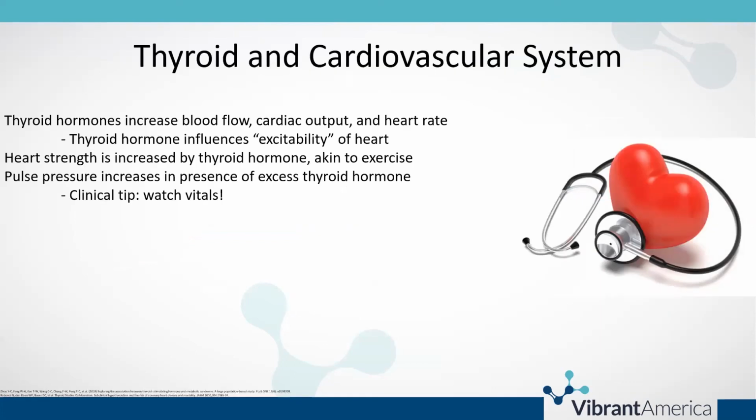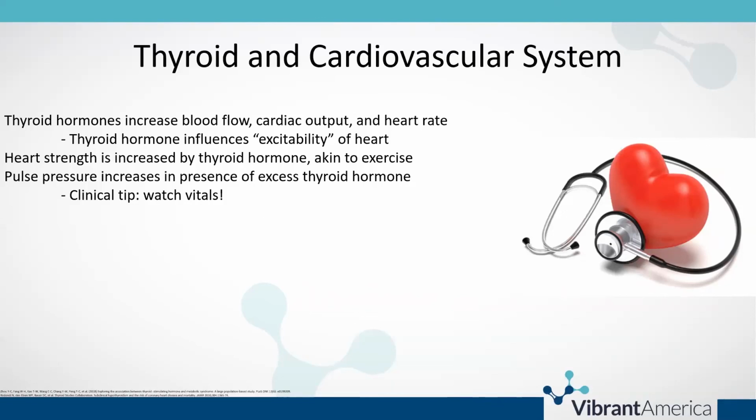Let's talk cardiovascular first. Under normal circumstances, thyroid hormone should increase the overall metabolic process. So when we're talking about the cardiovascular system, we see increased blood flow, increased cardiac output, and increased heart rate. And this all makes perfect sense. When we increase metabolic activity, there is an increased demand for oxygen. There are increased metabolites from the cells and cellular processes. There's increased demand for nutrition and energy, and so forth.